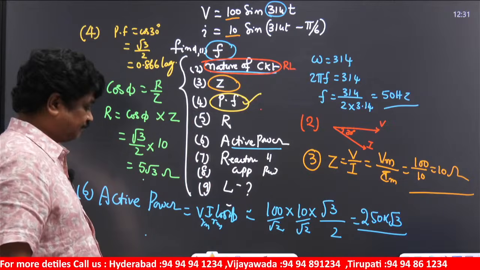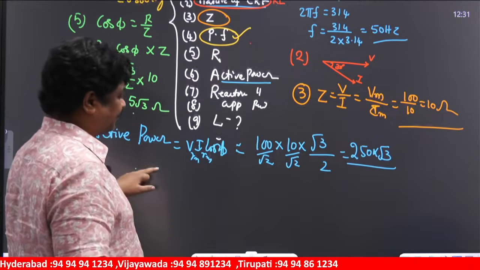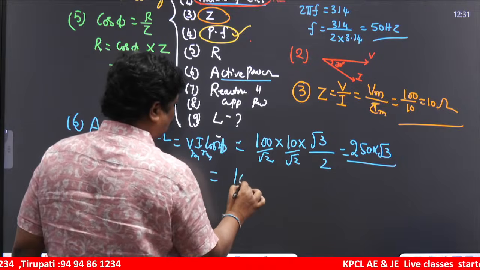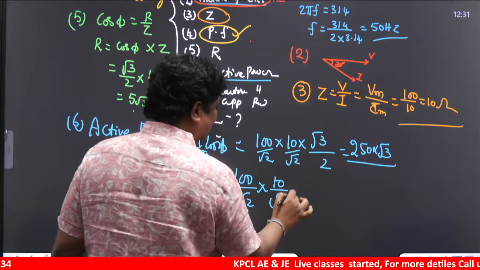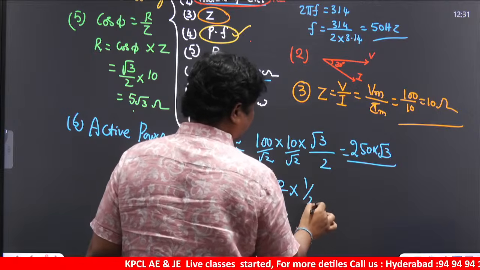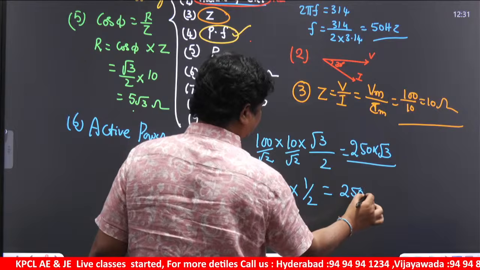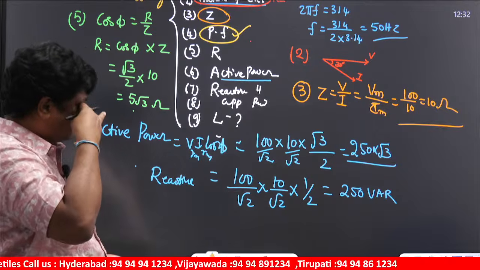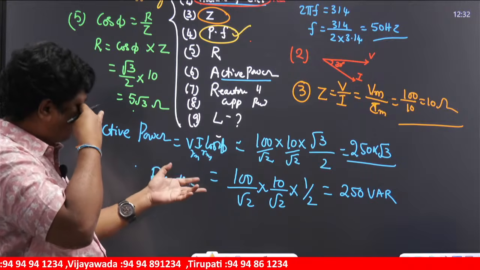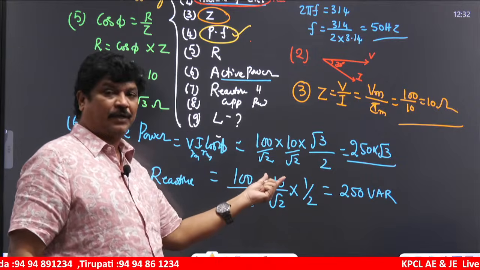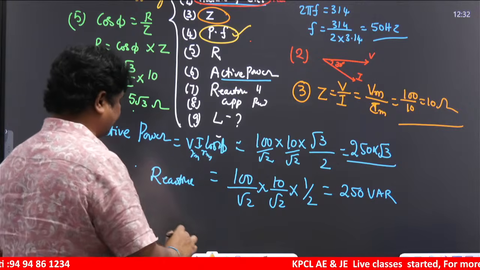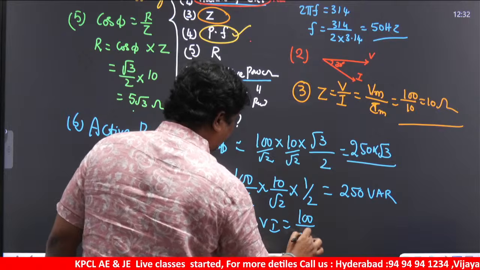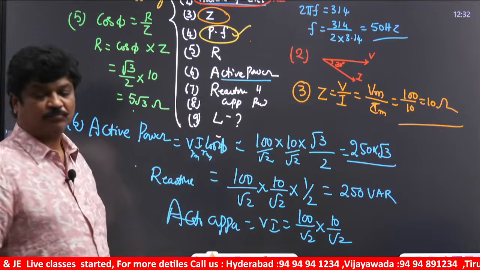Next, reactive power. Reactive power is how much? V I sin phi. Reactive power is equal to 100 by root 2, 10 by root 2, sin phi. Sin phi is how much? 1 by 2. This is equal to 250 VAR. 1000 by 4, 250 VAR. Apparent power, V into I. So that is 500. How much? 100 into 10 divided by root 2, that is equal to 500 volt amperes. Apparent power is VI, that is equal to 100 by root 2 into 10 by root 2. Clear?